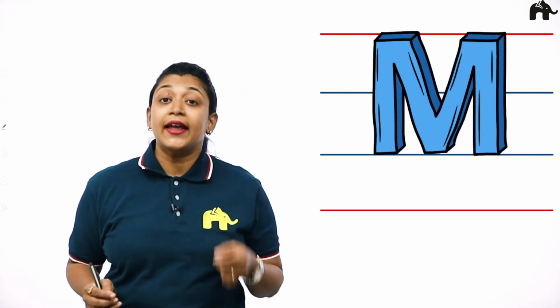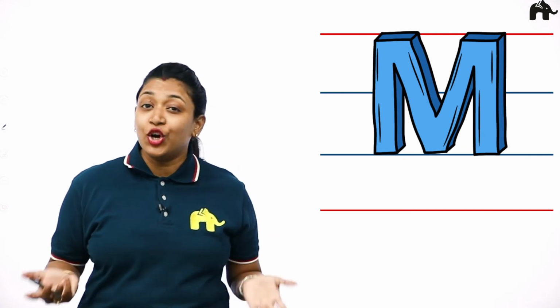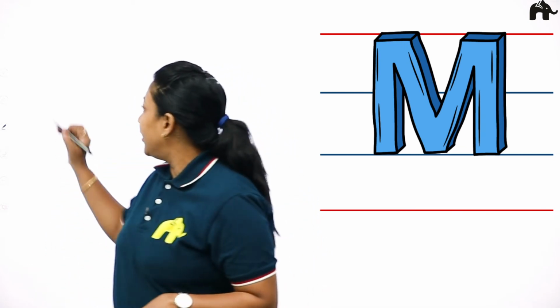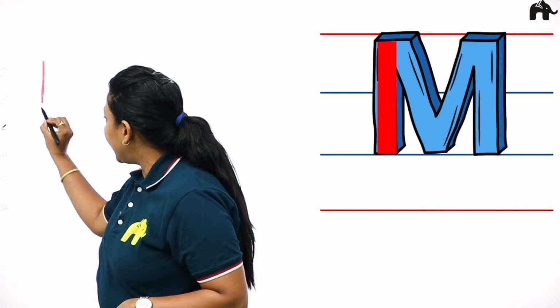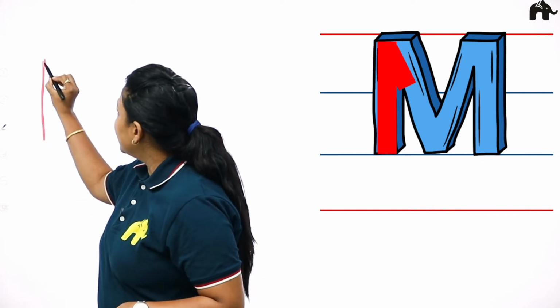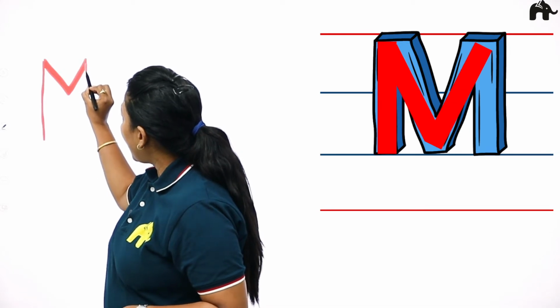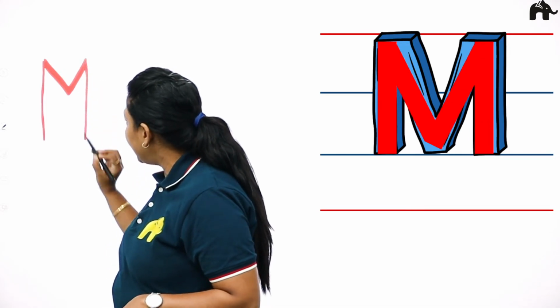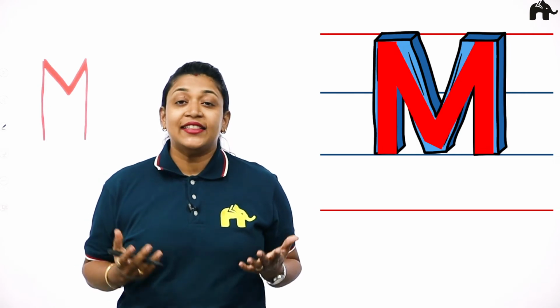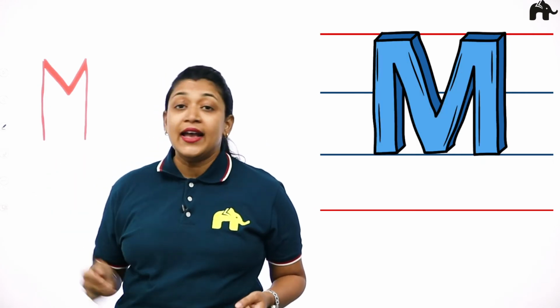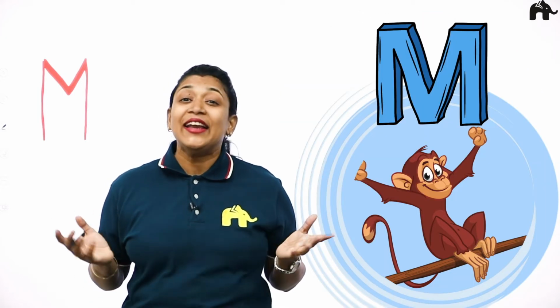So L ke baad kaun sa alphabet aata hai? The alphabet M. Very good. To chalo likhte hain. Draw a standing line and then a slanting line, then one more slanting line and a standing line. To kya banaye? The letter M and the sound is M. The sound is M. M for monkey.